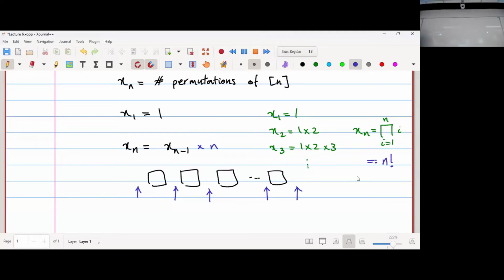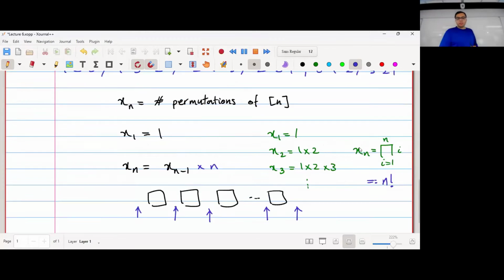And generally speaking, I can now define n factorial in 2 different ways. I can say, whenever I say n factorial, I just mean the product of the numbers from 1 to n. Or I can say that I define n factorial as the number of permutations of n numbers. These 2 are the same. Okay. Fun question. What is 0 factorial?